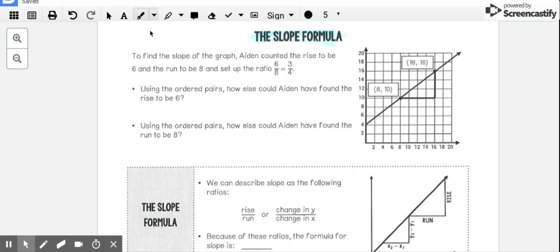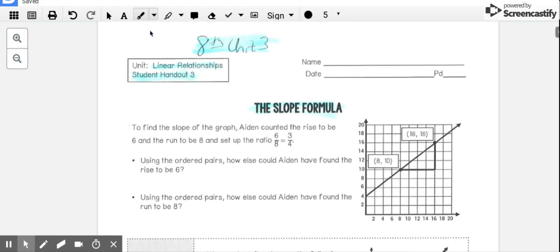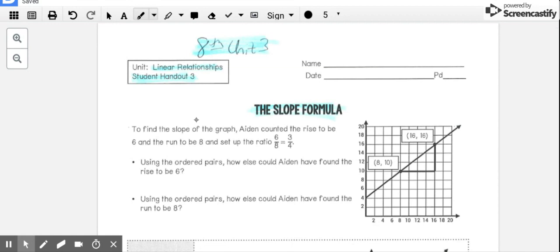All right, handout 3 has to do with slope again. We're going to find it a little bit differently now on graphs and tables. So to find the slope of the graph, Aiden counted like we have been doing. He found 2 dots and he did the rise, and notice they're counting by 2s. So he started at 10, he went 2, 4, 6. So he found it was 6, and then he went over, they're counting by 2s. So 2, 4, 6, 8. So he put 6 over 8, which equals 3/4. And that's what you've been doing.